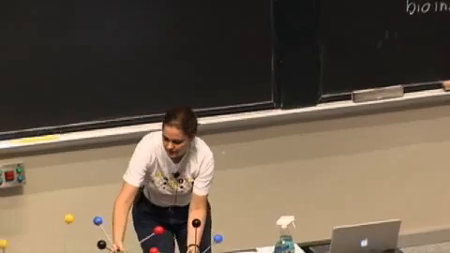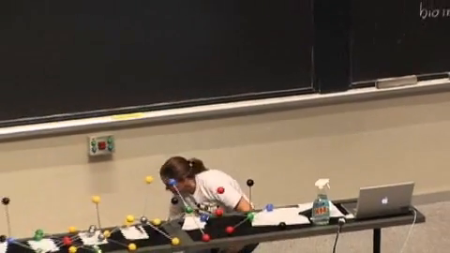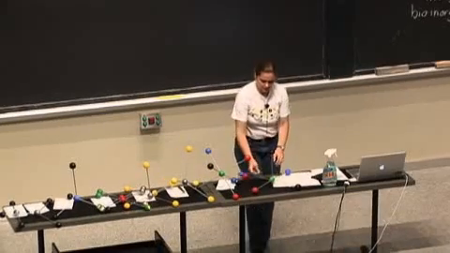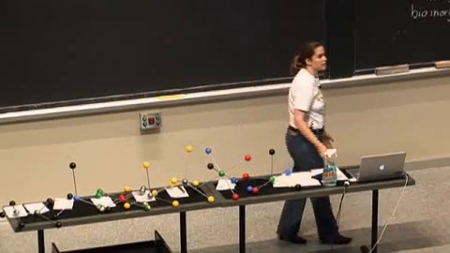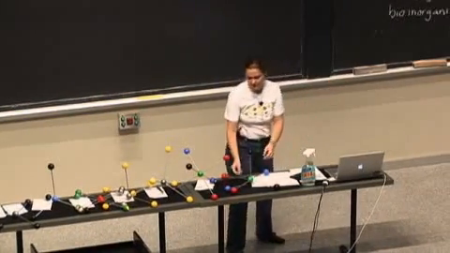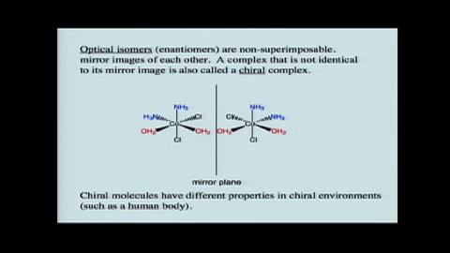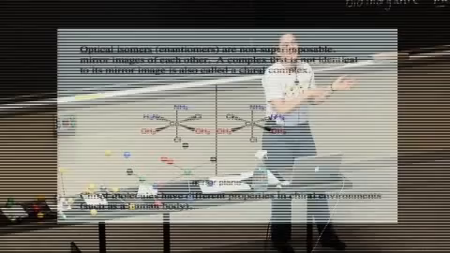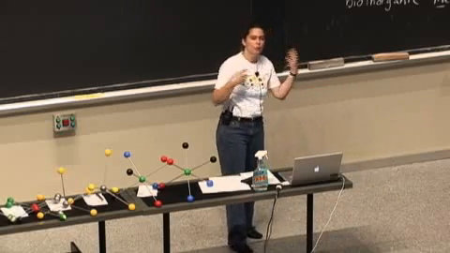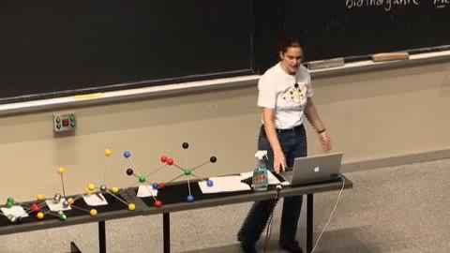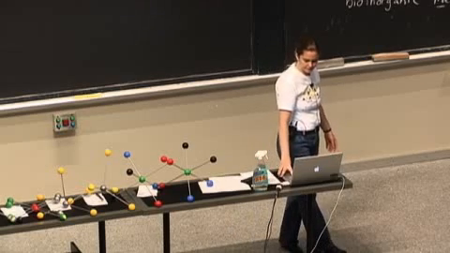And they can have different properties in a chiral environment. Well, what do I mean by chiral environment? The human body, for example, is a chiral environment. That's why for a lot of drugs, people want to make just one enantiomer of the drug and not the other. One enantiomer can have good properties, the other one may not.